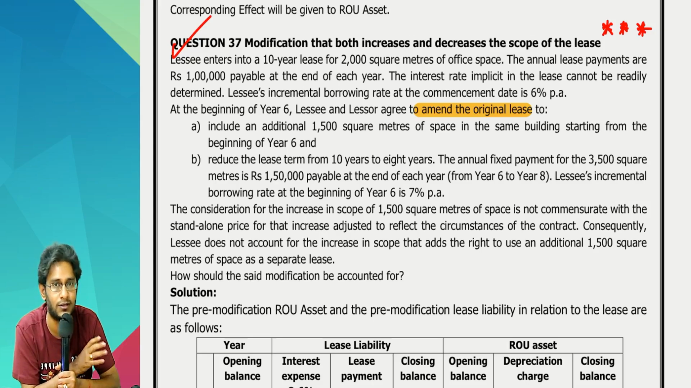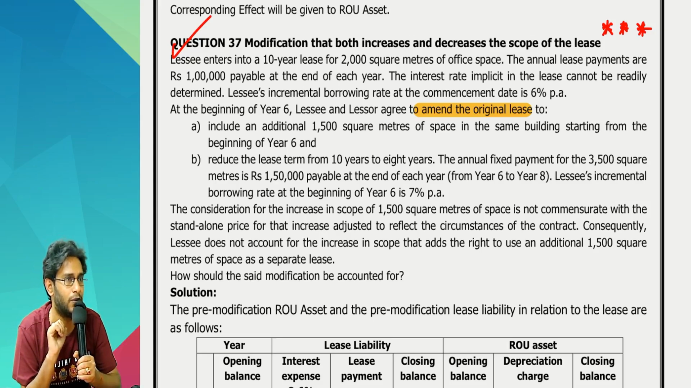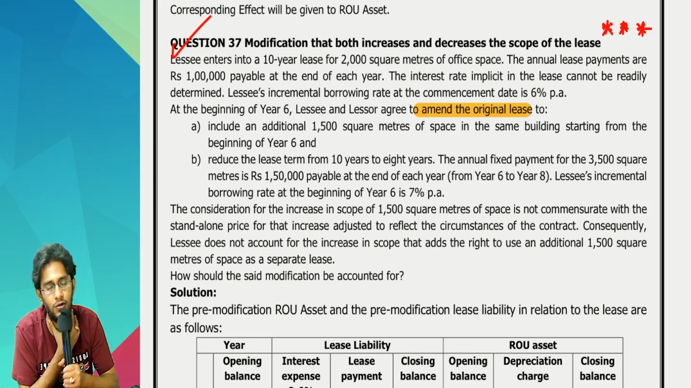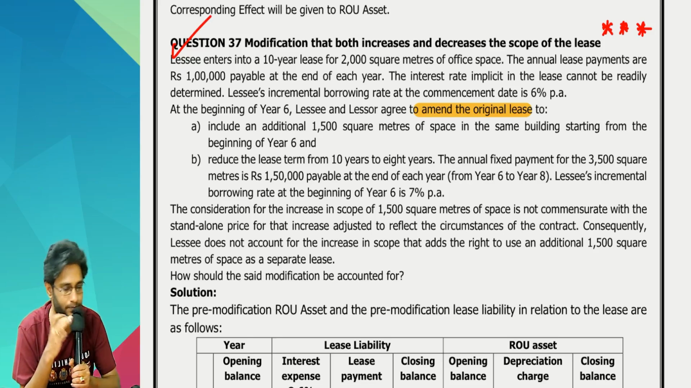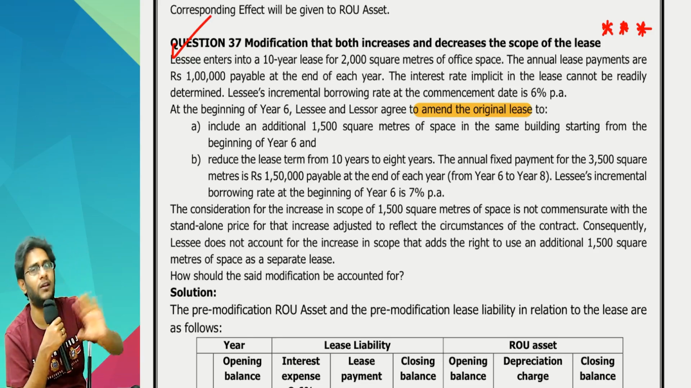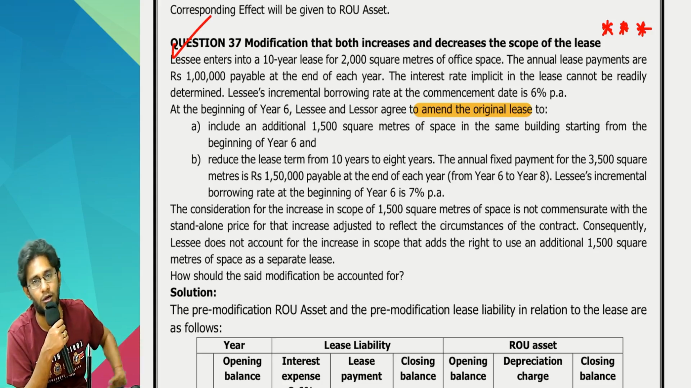If it is not on market terms, I cannot account for it as a separate lease. You will fall into which case? Second case. I will ask you one question: is it a decrease in scope? 1500 square meters is not a decrease in scope. So you fall into other reasons. For other reasons, you simply have to remeasure and correspondingly adjust the ROU asset. The 1500 square meters is not going to trouble you at all.